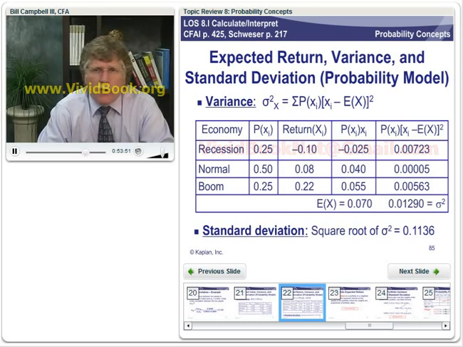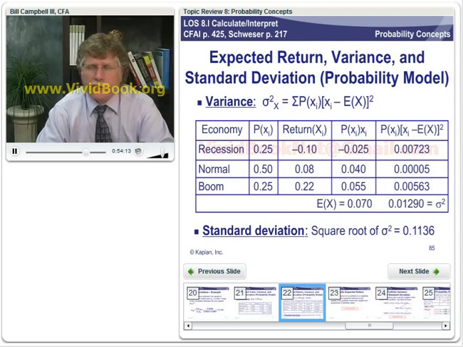For the second one, we take the return of 0.08, 8%, minus the expected return, 7%. So 8% minus 7% is 1%. Square that, multiply that by the probability, 50%, that gives us 0.0005. Similarly for the third one, we add those all up, we get sigma squared, we get the variance 0.01290.